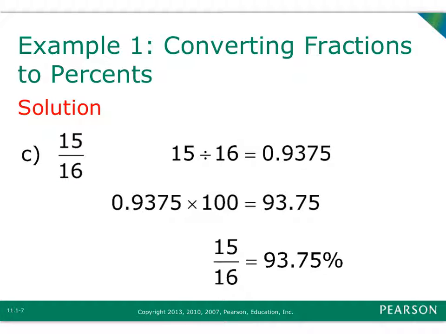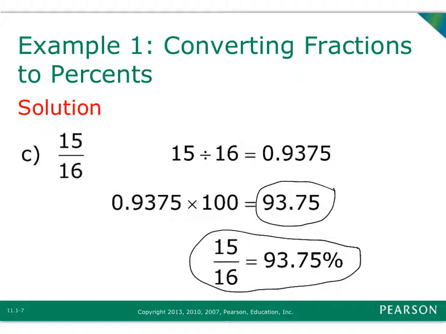For the next problem, C, we take 15 and we divide it by 16 and we get 0.9375. Now we take 0.9375 and multiply by 100. That's equal to 93.75. Now we just add the percentage sign and we say the decimal of 15 divided by 16 is equal to approximately 93.75%.